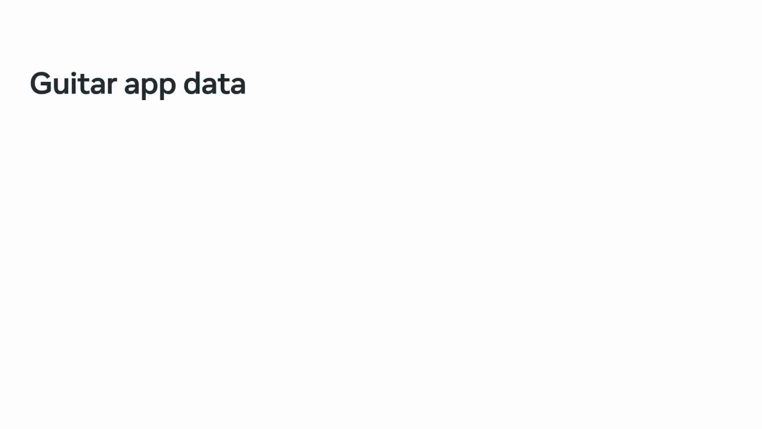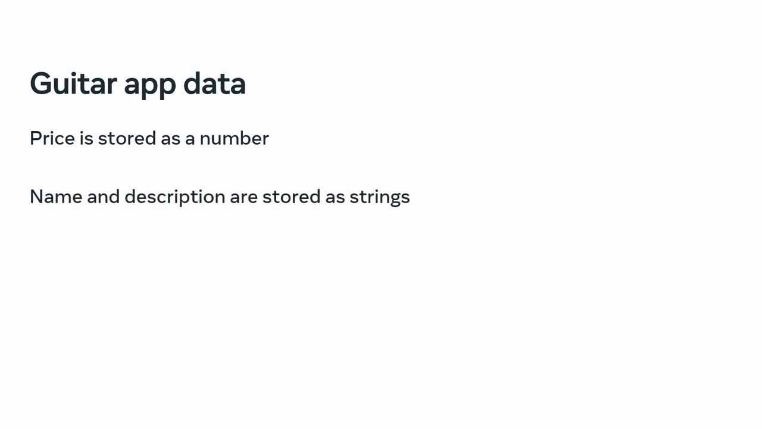Okay, so back to our app example. The data must be stored using different types. The price will be stored as a number, while the name and description will be stored as strings, with each one wrapped in double quotes. You now know that the string data type is great for storing values such as titles and descriptions, while the number data type is better suited for prices or any value that you would like to calculate.